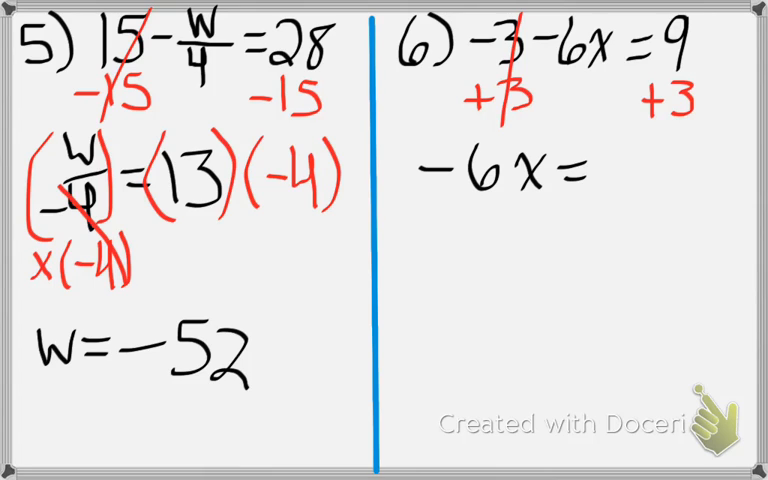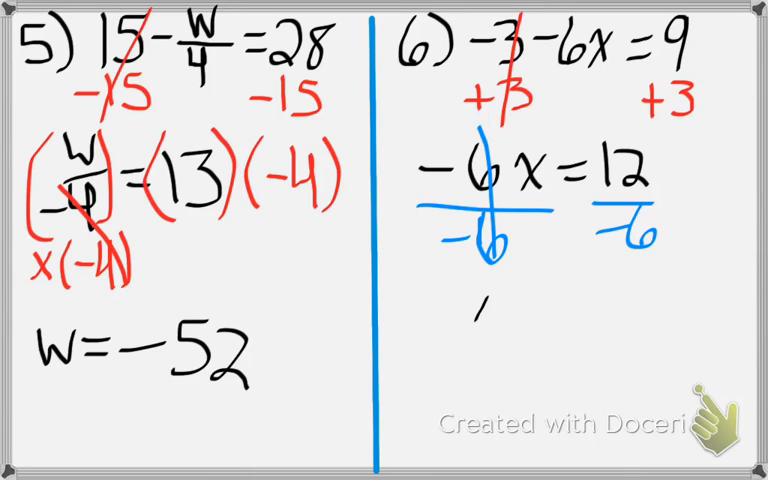On the right side, 9 plus 3 is 12. So you have one step remaining. I get rid of that negative 6 coefficient, divide both sides by negative 6. A positive divided by a negative is a negative, so we're going to end up with x equals negative 2. That's our final answer to number 6. Make sure you have those steps.